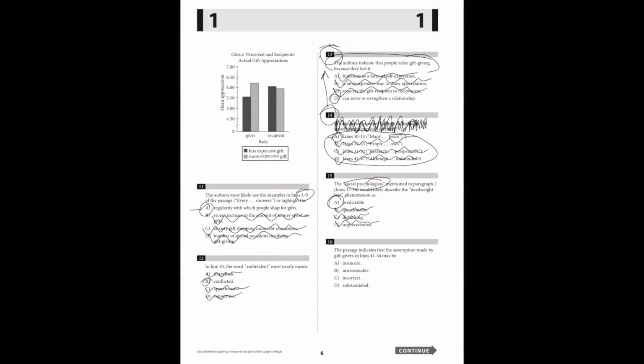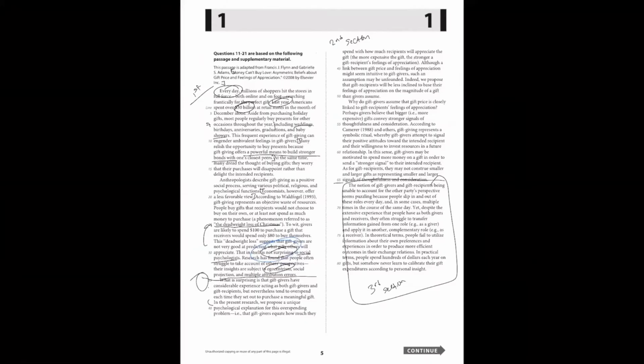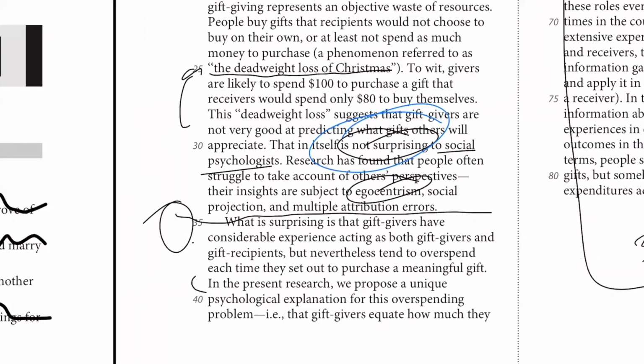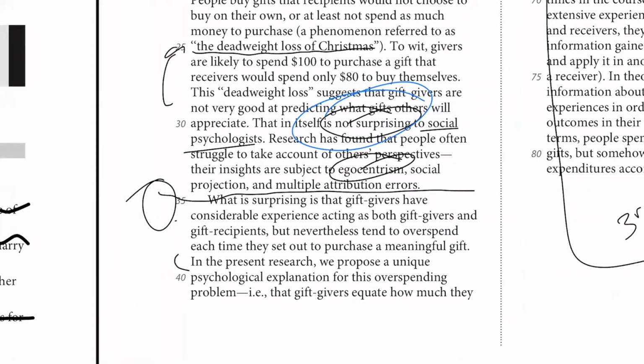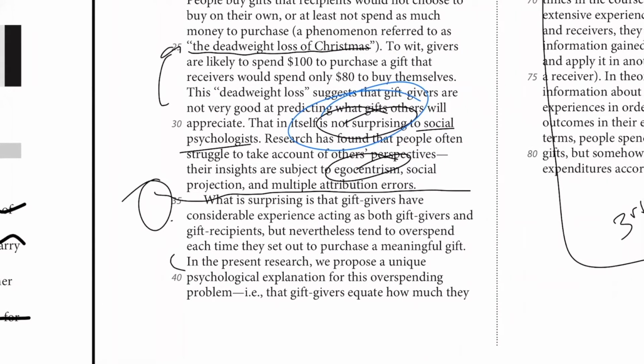All right, now we have to go to the second section, because from question 16 onwards is going to be talking about lines 41 through 44 and then above that, right? Or past that. Now let's go to the second section. What is surprising is that gift givers have considerable experience acting as both gift givers and gift recipients, but nevertheless tend to overspend each time they set out to purchase a meaningful gift.